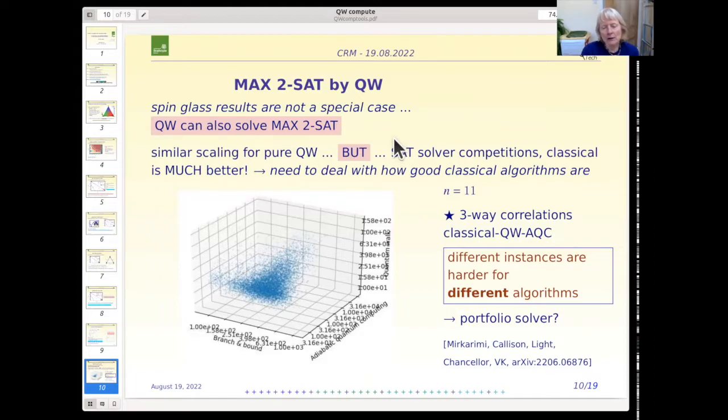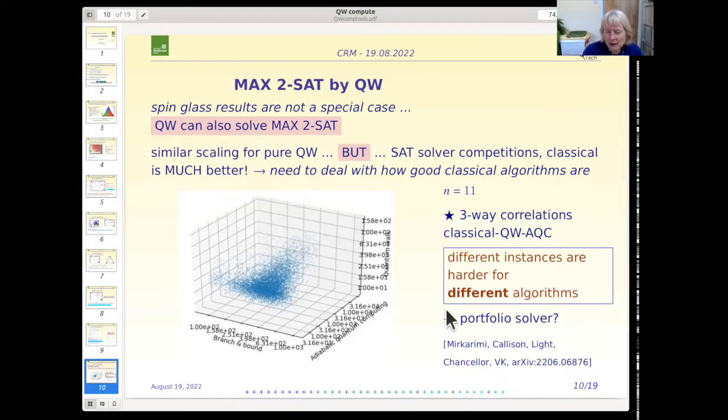They use a set of different solvers, all classical, and they actually use machine learning to figure out how much time to allocate, how many attempts to allocate to the different algorithms in order to optimize how quickly they solve problems. This is known as a portfolio solver.